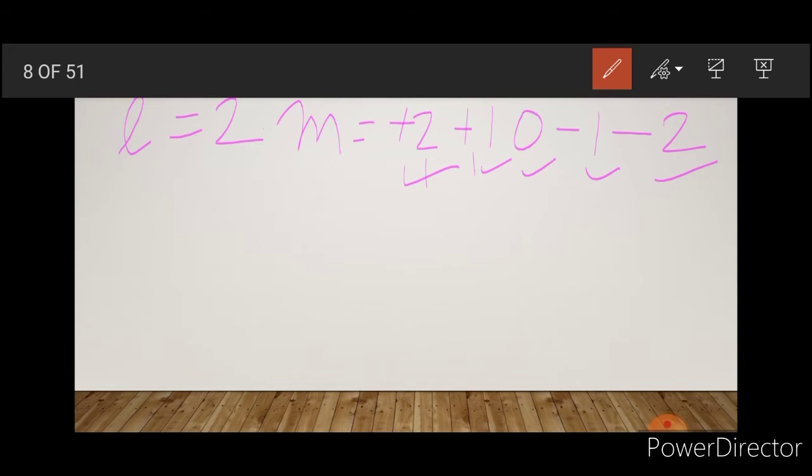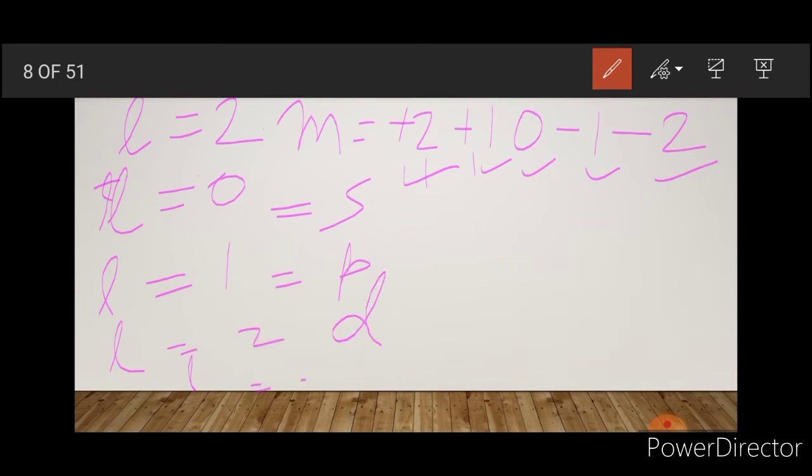Okay, whatever the number of magnetic quantum number values is, the same number of orbitals there will be for that particular subshell. L equal to 0 means s orbital, L equal to 1 means p orbital, L equal to 2 means d orbital, L equal to 3 means f orbital. These are simple things that you will keep on practicing and remember, then you will learn it thoroughly. So try to understand it. Now let's see.